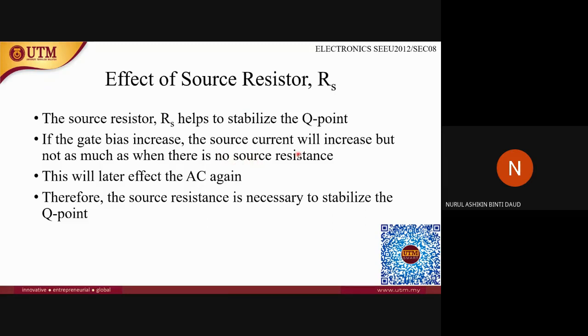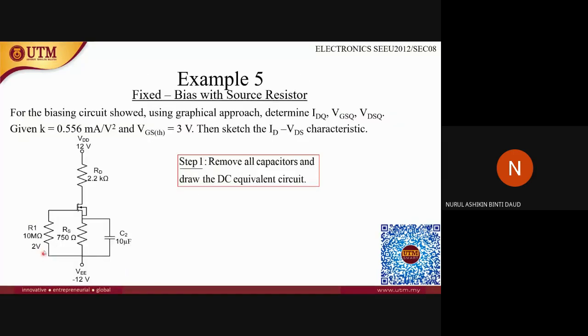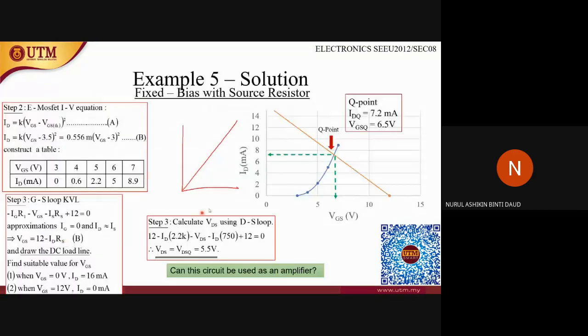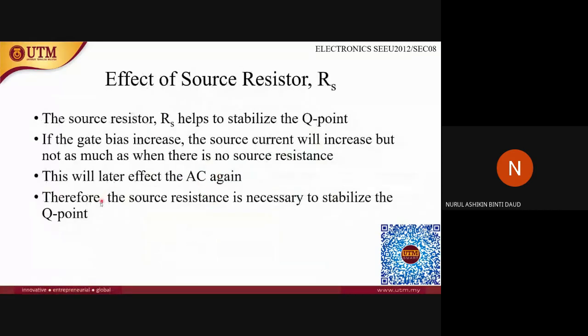The existence of this resistor later on will affect the AC. We will look at it later, when we do AC, maybe next week. We will look into the AC source. Up until here, we are discussing the DC part only. Later on, there will be an AC source here. So this will affect it, and therefore the source resistance is necessary to stabilize the Q point.